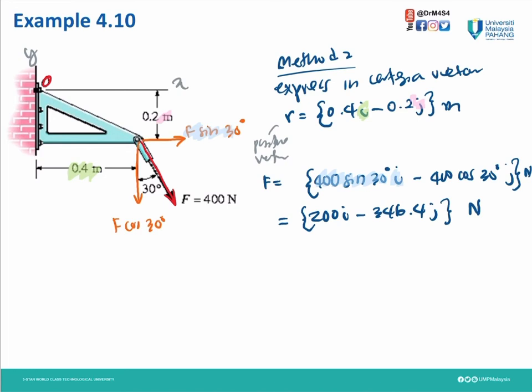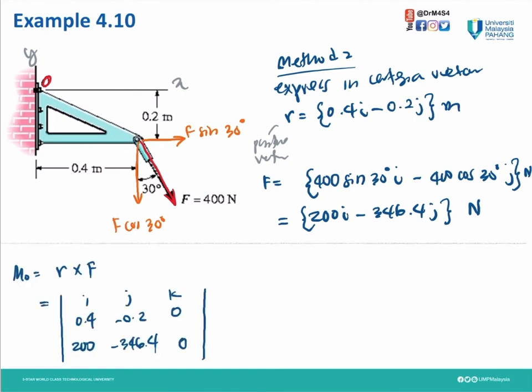then minus F cos 30, because that is on the negative y-axis. That's why it's negative. So calculate that. We will have our F as 200I minus 346.4J. Then we know the moment about O is R times F.